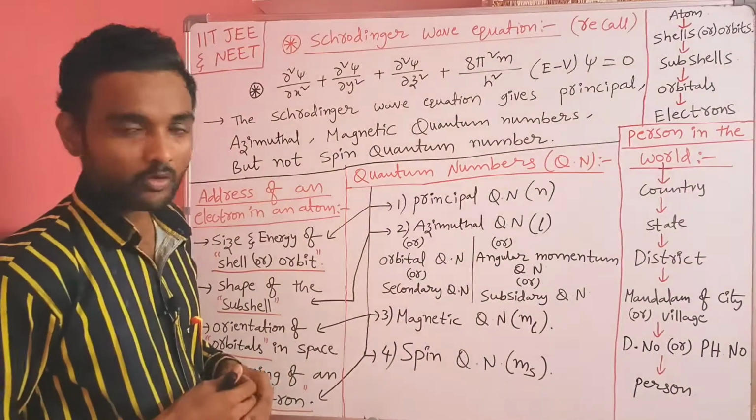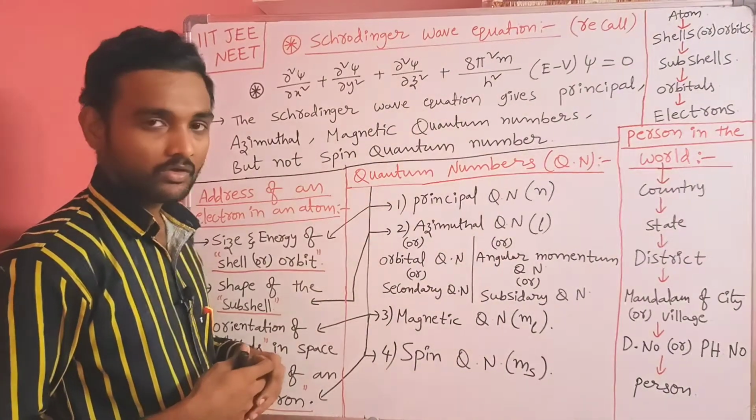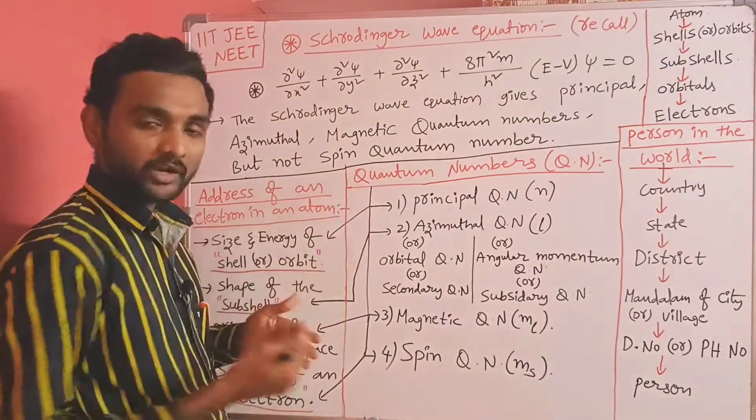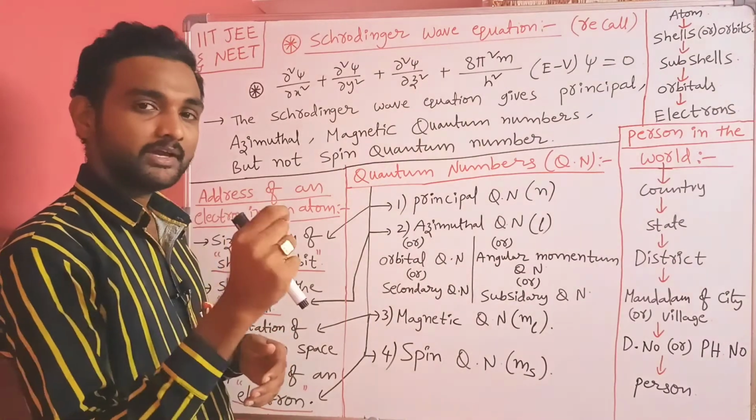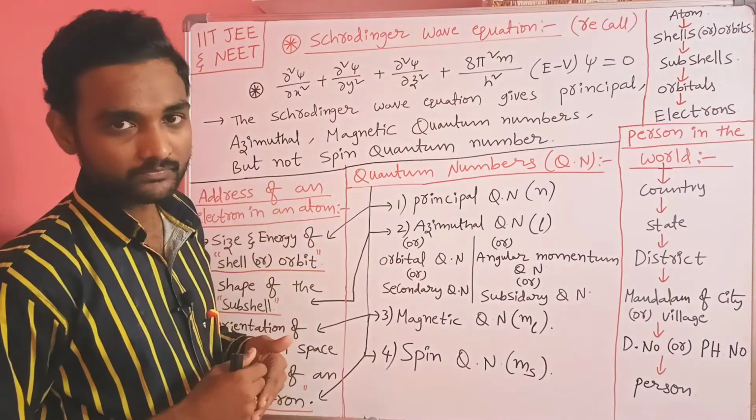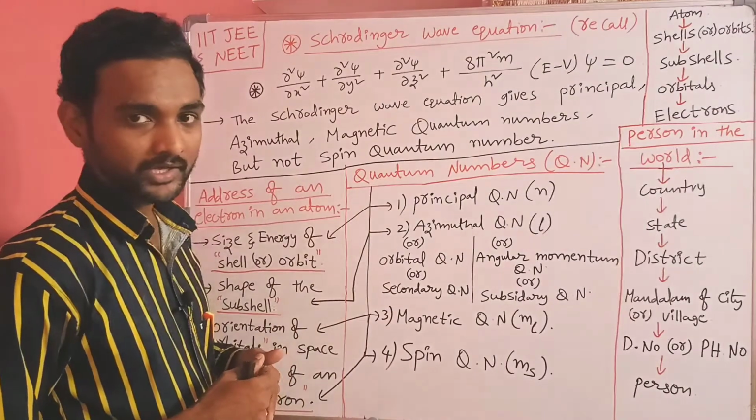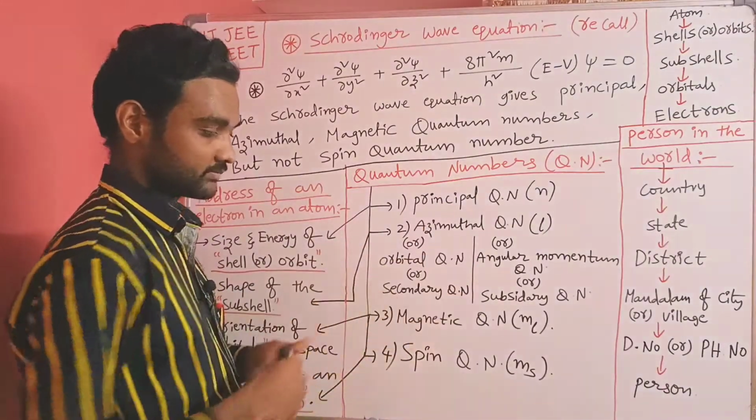Have you understood about quantum numbers? Definition: simply, by using quantum numbers we can locate the electron in the atom. These are called quantum numbers, and there are 4 quantum numbers.